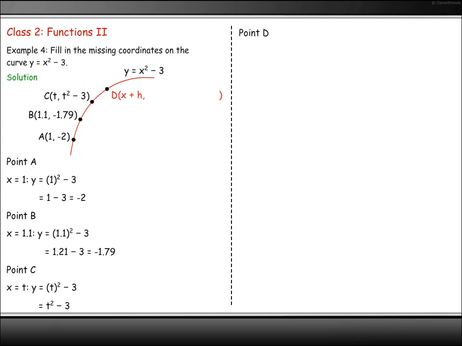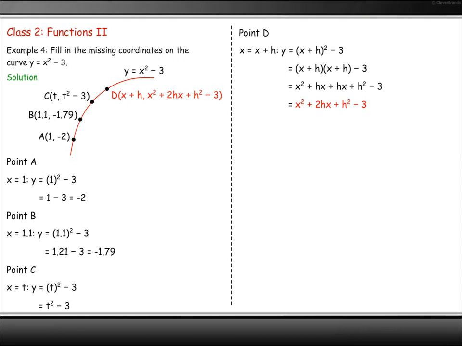And finally, onto point D. Replace x by x plus h in the equation of the curve. Tidy up by multiplying out. The coordinates of point D are (x plus h, x squared plus 2hx plus h squared minus 3).